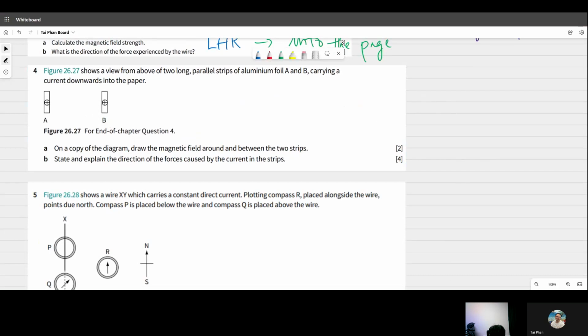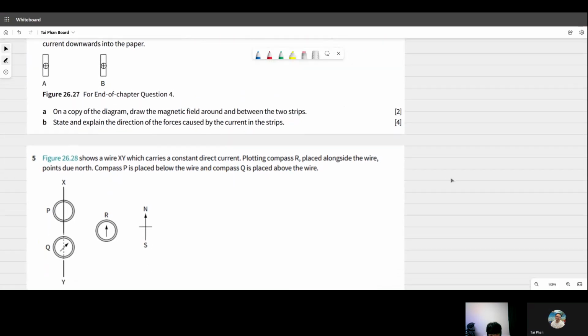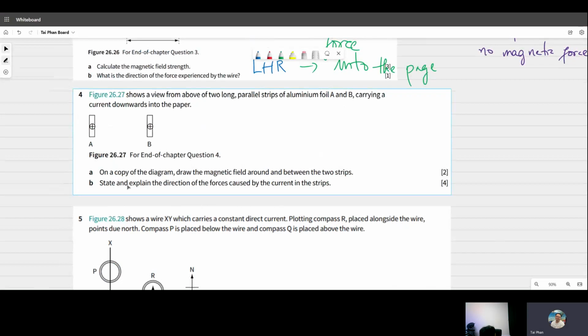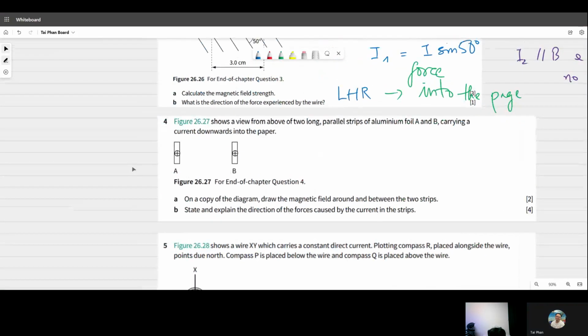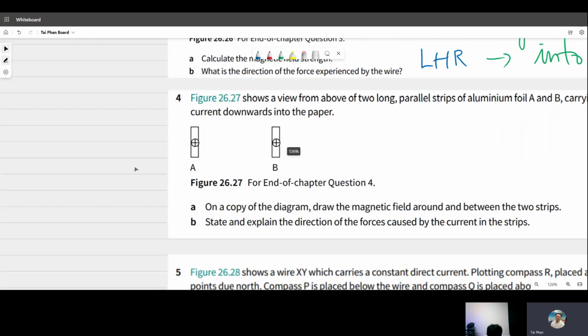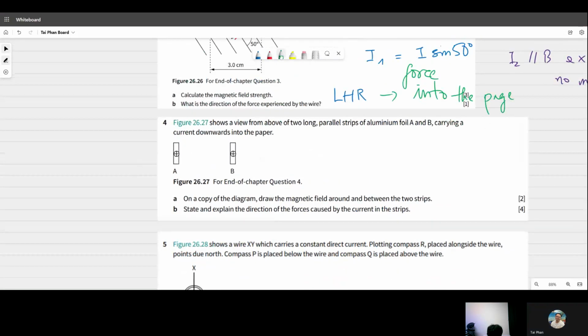The direction of force is towards each other, right? Between the two strips, yes, because they are running in the same direction. The strips carry current downward into the page. Yes, they will attract each other, running in the same direction. The same force, by Newton's third law, not different forces or different magnitudes. Newton's third law, action and reaction forces.